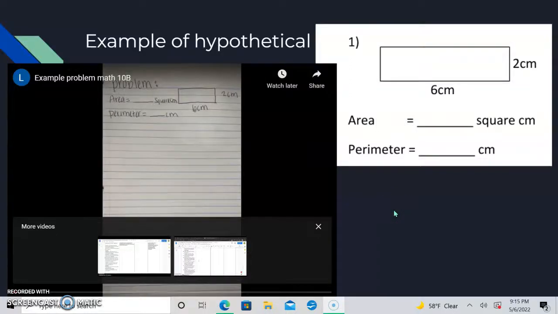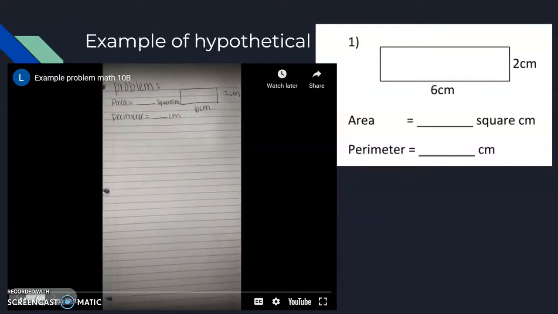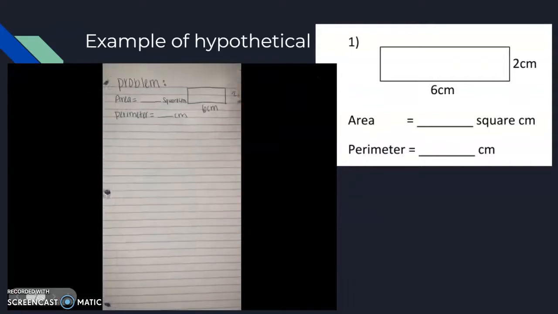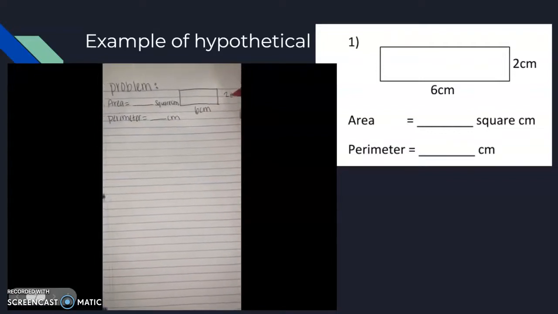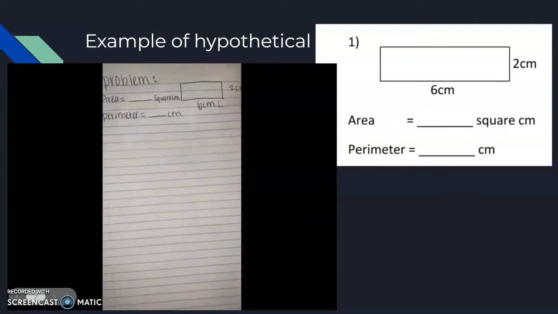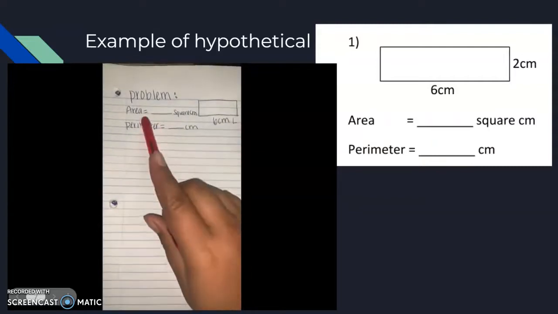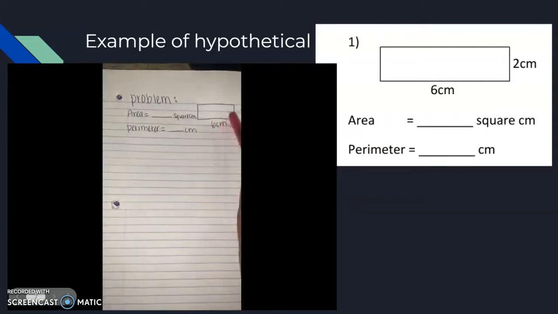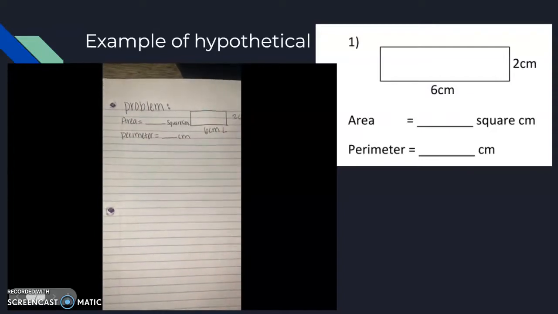This is an example of a hypothetical problem, and here's the video and the problem. As you can see, the length is 6 centimeters and the width is 2 centimeters. So I'm going to label them with L and W for length and width. This is the area. It will equal square centimeters. A perimeter will equal centimeters.